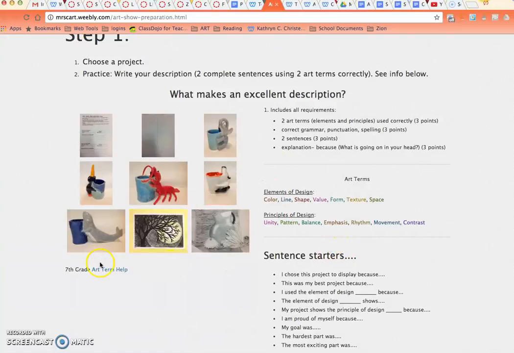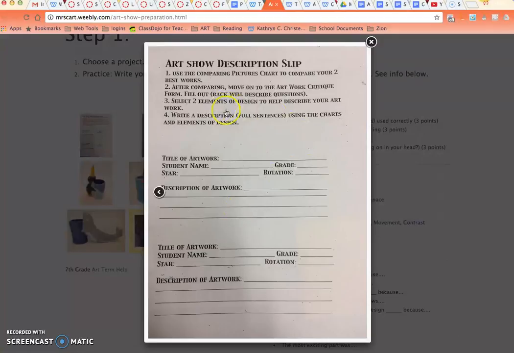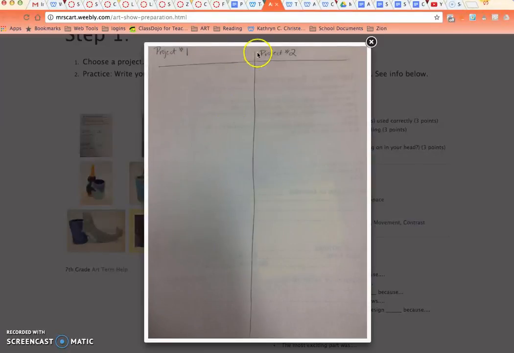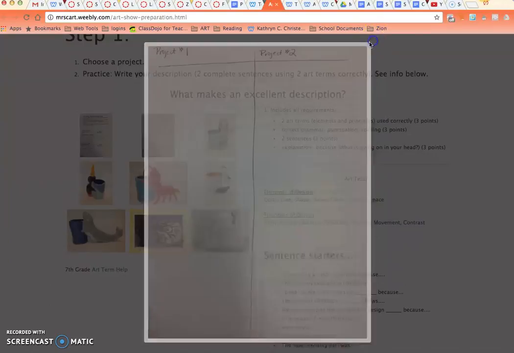Okay, so for 7th grade, you already got this paper yesterday. You should have written your name up here. And then on the back, you should have split it in half and written project 1, project 2. So these are your 2 choices that you think you've done the best on. And you're going to be writing some information here on your papers while I go through this, okay?